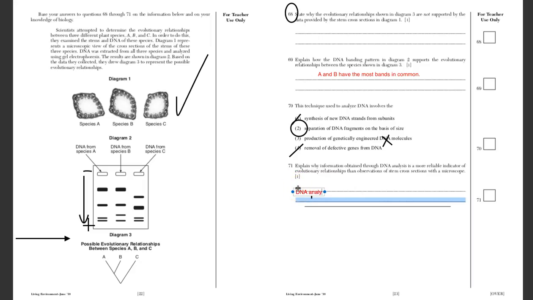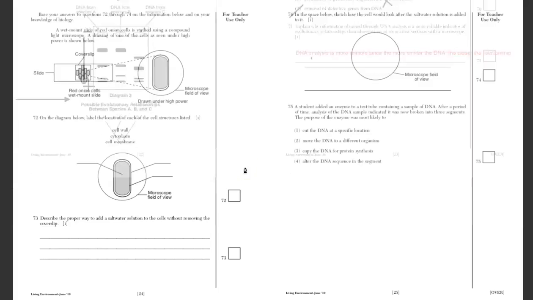DNA analysis is more reliable since the more similar the DNA, the closer the relationship. Don't write in the space. Just keep going under. It's fine. Okay? We know from scientific research that DNA is the most reliable source of knowing when something, a species, an organism, a living thing, is closely related to each other. Okay, moving on.